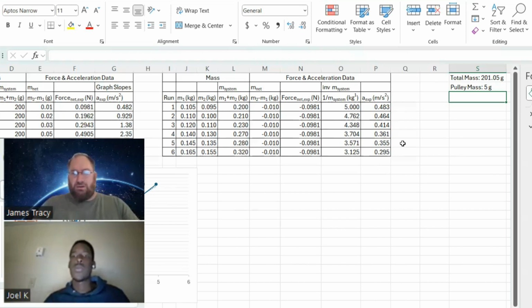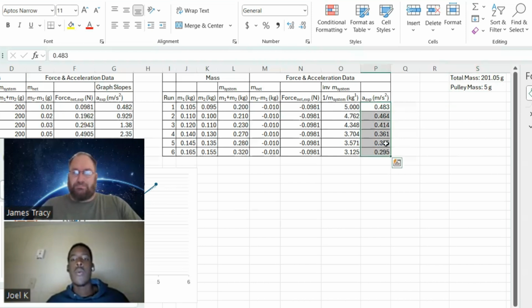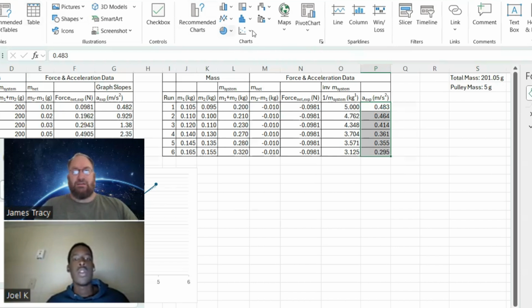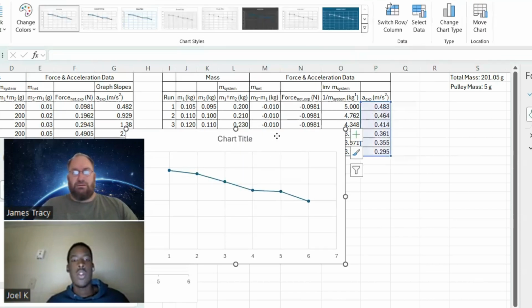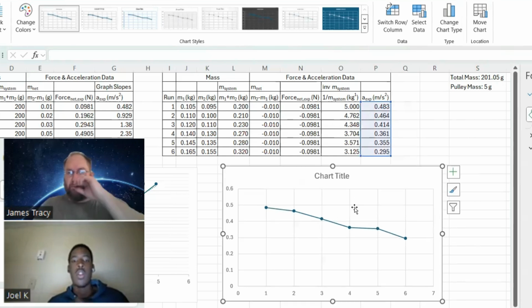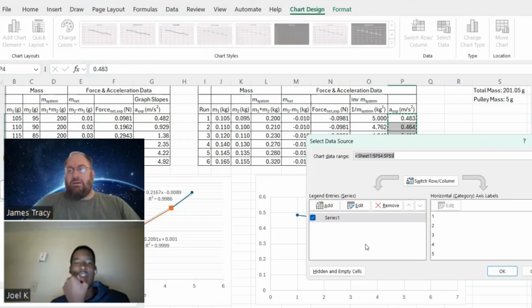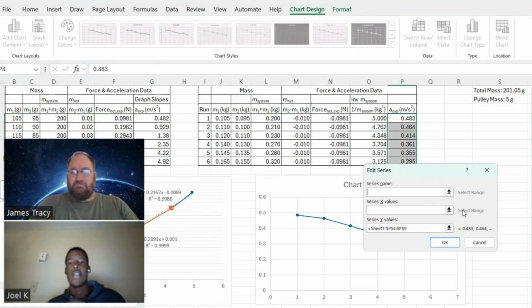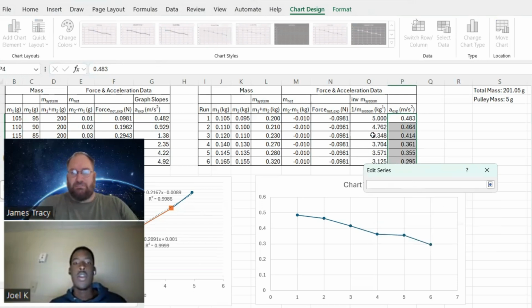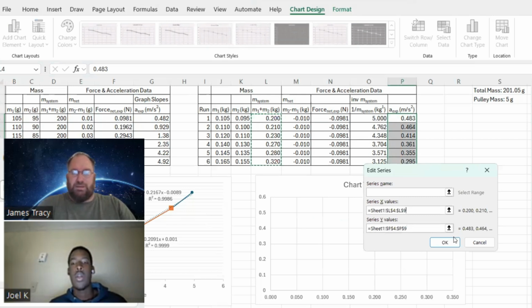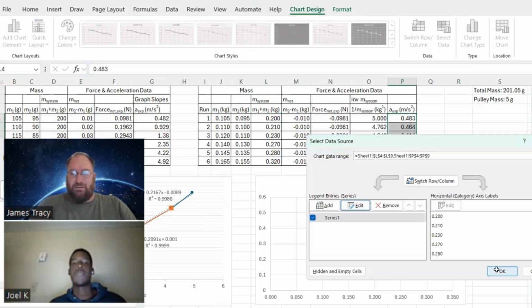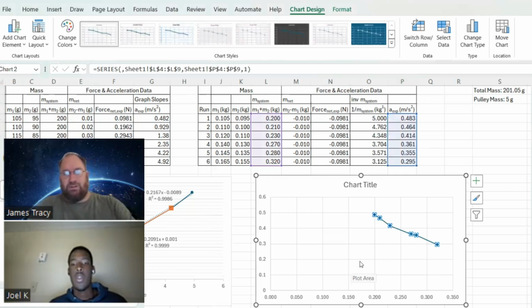Right click on highlight your accelerations in this case. We're going to do the same thing we did before. Insert an XY plot, and then we're going to go in there and add. And then go up to your ribbon and click on select data. All right, edit. And then the X values are going to be just the masses of the system, total mass of the system. Click OK. And OK. And then let's go up to quick layout.